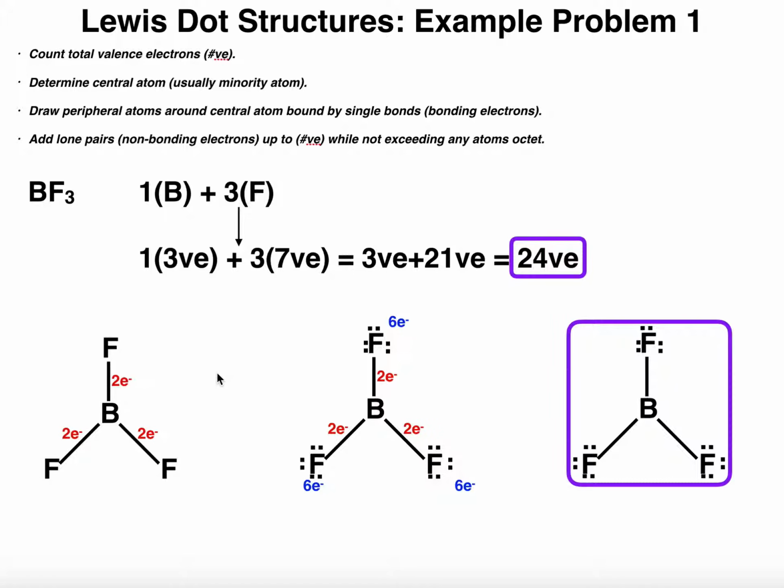Now, I need to add the non-bonding electrons around each of the peripheral atoms, because that's my last step. So add the lone pairs or non-bonding electrons up to the total that we've calculated, 24, so that I don't exceed the octet on any of those atoms. Let's look at the top fluorine here. I'm going to add 1, 2, 3, 4, 5, 6. So I'm going to add 6 non-bonding electrons, that's 3 lone pairs, and you ask yourself, why don't we add any more? The reason is because it would violate the octet for this fluorine atom.